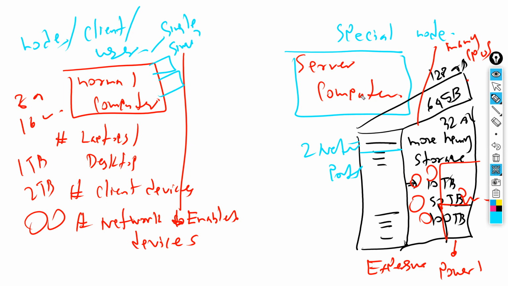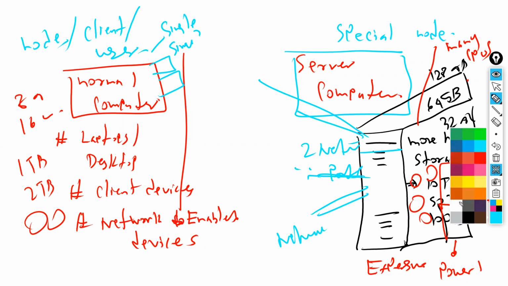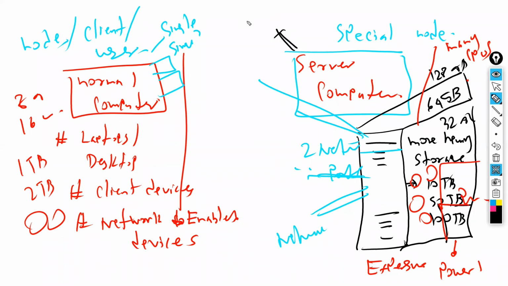Why does this server computer have two network ports? Because it wants to connect with other computers, outside computers. That's why two: there's an incoming connection and an outgoing connection. So there have to be two network cables connected to the server computer. I think you understand the difference between the client computer, the normal computer, and the server computer, right? So this is called a server computer. And another thing I will tell you: the main purpose of the server computer is to provide services to the client computers.